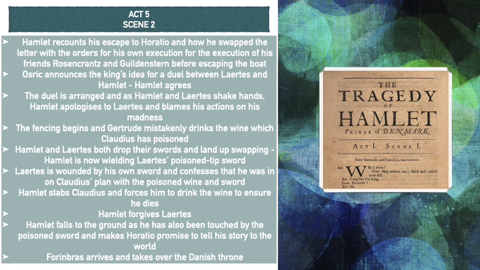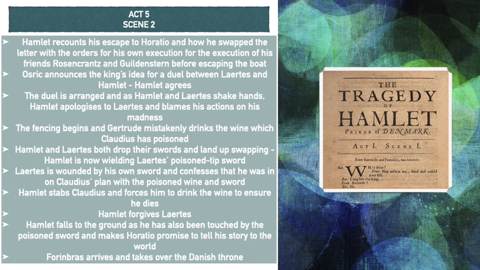Hamlet then forgives Laertes. He then falls to the ground because he's also been touched by the poisoned sword, and he realizes he's going to die as well. And in that moment, he makes Horatio promise to tell his story to the world. Fortinbras then arrives after Hamlet has just died, and he takes over the Danish throne.